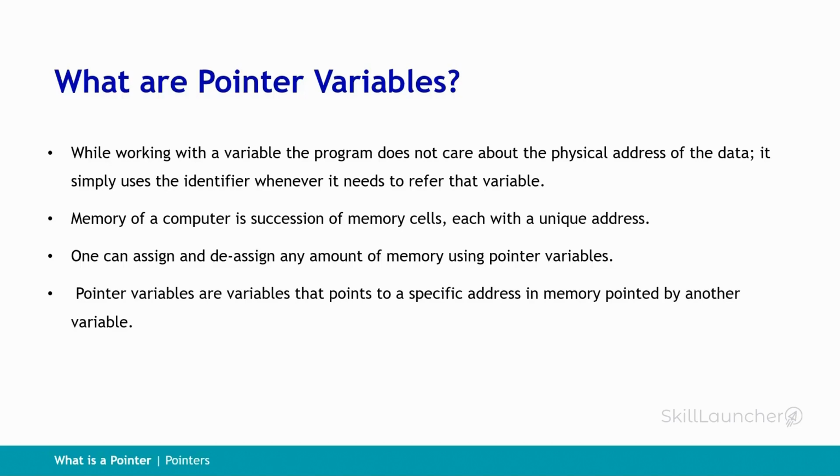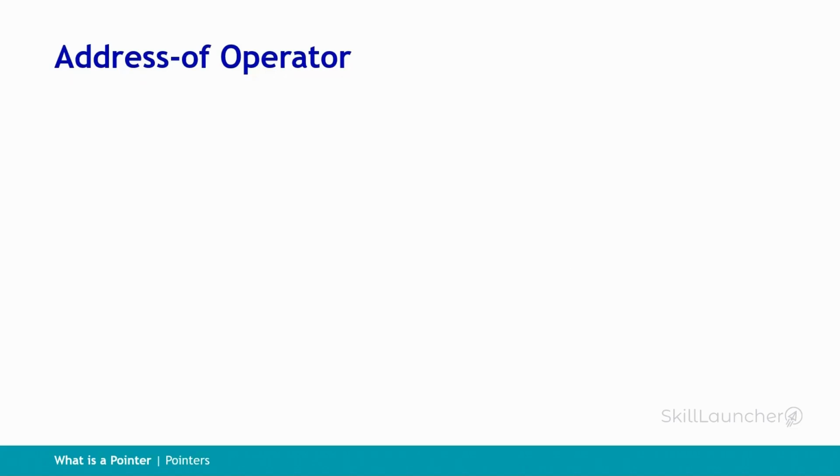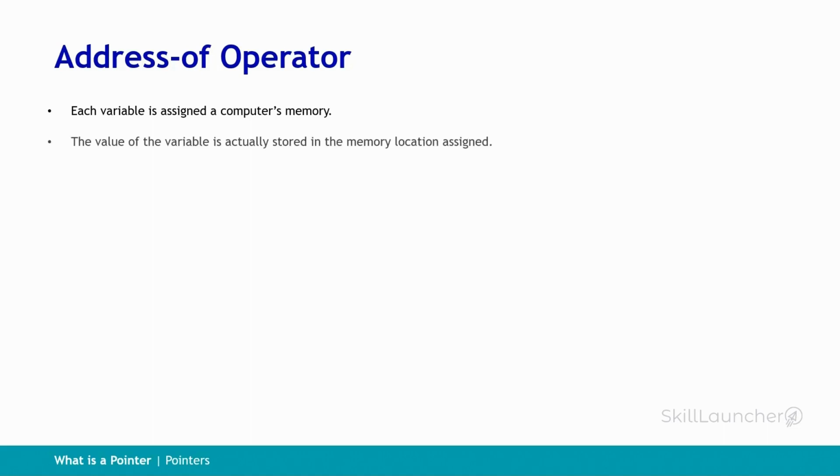Before studying the core concepts of pointer, let us first learn what is address of operator. To first understand pointers, we should first know how data is stored in a computer. Each variable we create in our program is assigned a location in computer's memory. The value the variable stores is actually stored in the location assigned. To know where the data is stored, the reference operator gives the address occupied by the variable.